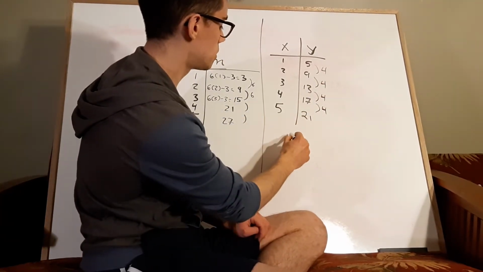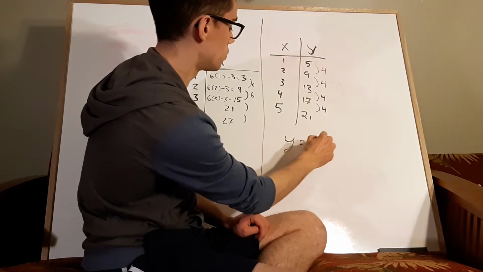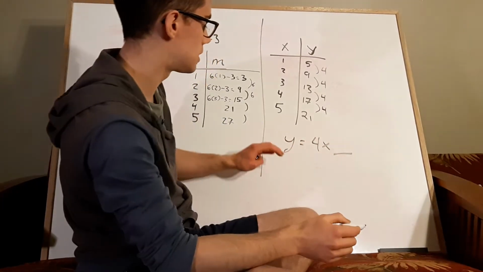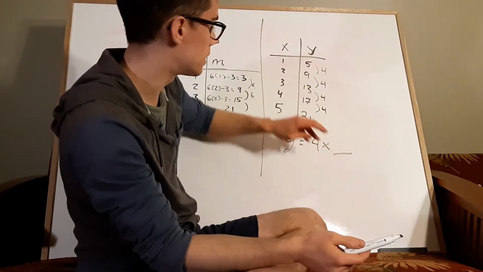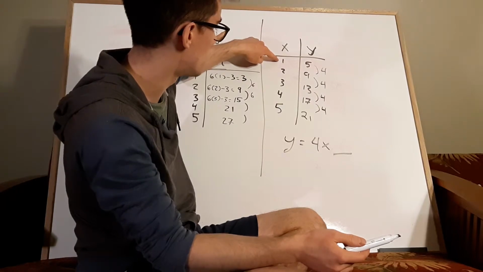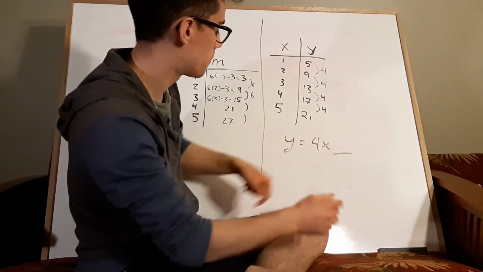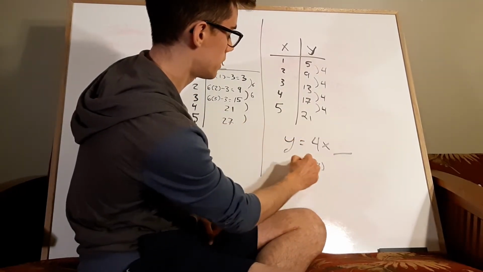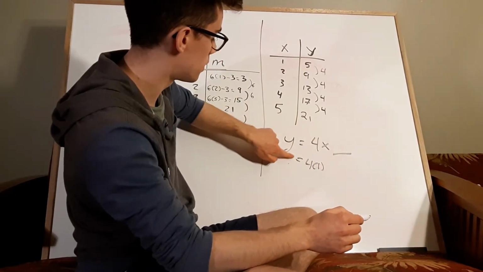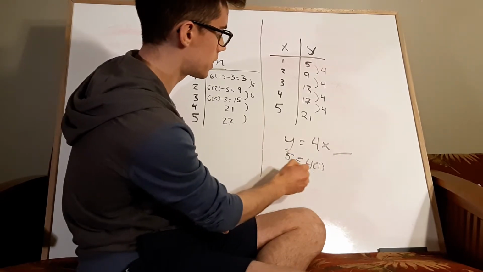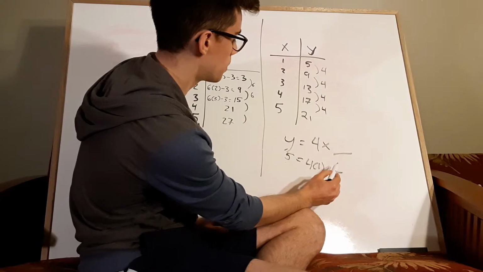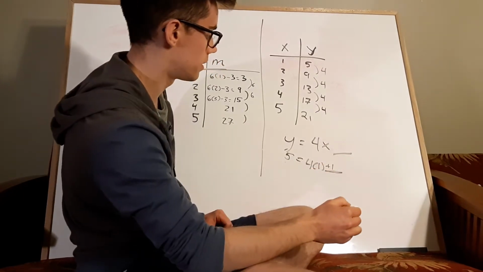So my equation is going to look something like y is equal to 4 times x, and then some additional piece that I might be missing. Because if I see the first number here, when x is 1, if I multiply that by 4, 4 times 1, well, that's just 4. But y is supposed to be 5, not 4. So what can I do? What can I add on to the end to make sure that I get to 5? Well, I add 1 there.